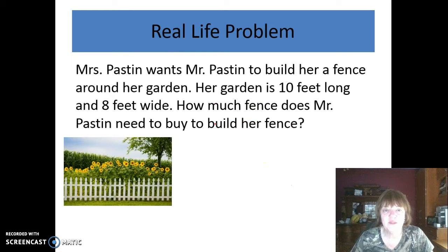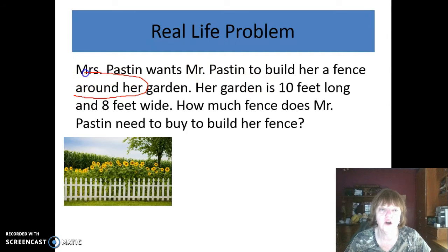Okay, so Mrs. Paston wants Mr. Paston to build her a fence around her garden. I guess apparently she's having some trouble with somebody. Anyway, her garden is 10 feet long and 8 feet wide. How much fence does Mr. Paston need to buy to build her fence? So, we are talking about perimeter here. Think about what she wants. She wants a fence around her garden. Okay, around it. That means perimeter.